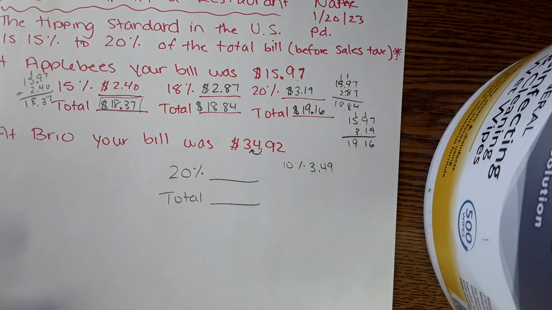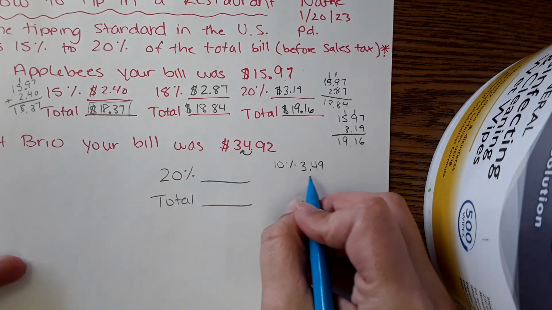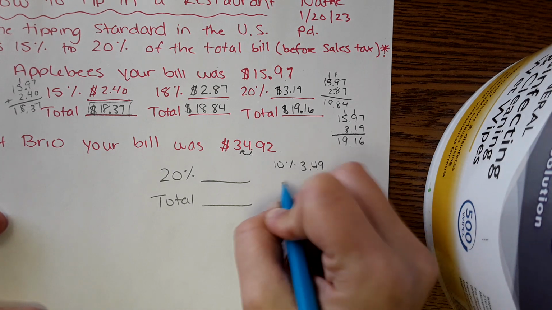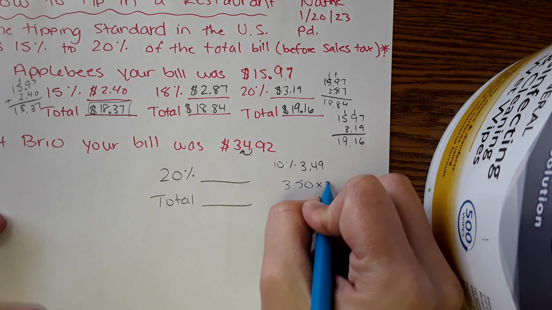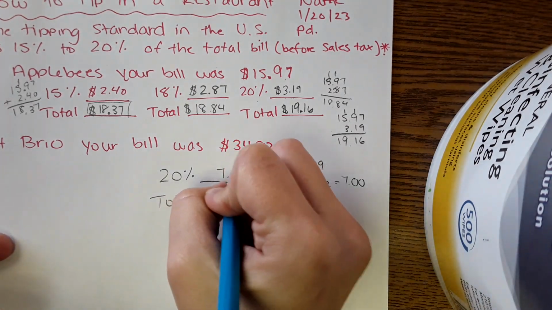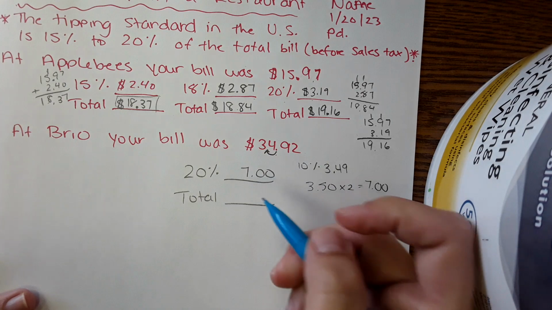And then 20% would just be double that. So you could either double it, but what you would really do in the real world is just round this to 3.50 and then times it by 2 and get $7. So an appropriate tip here would be $7. And then just add it.